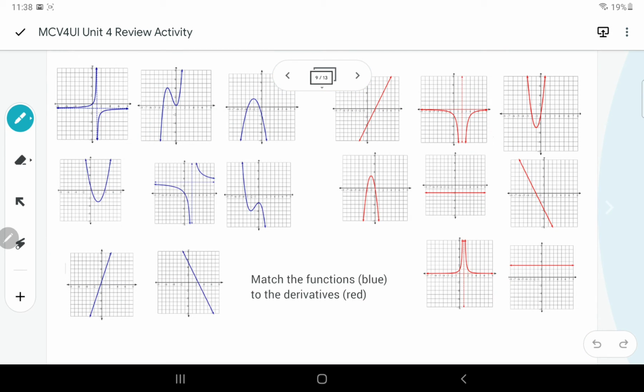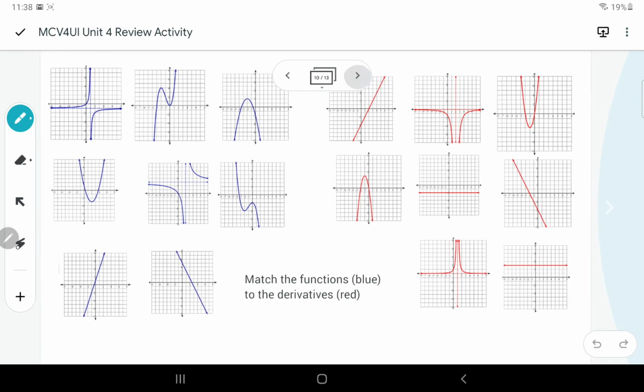I will go through and match these ones up and post this in the link. But that may get a little bit messy, so I'm going to do that after the video.